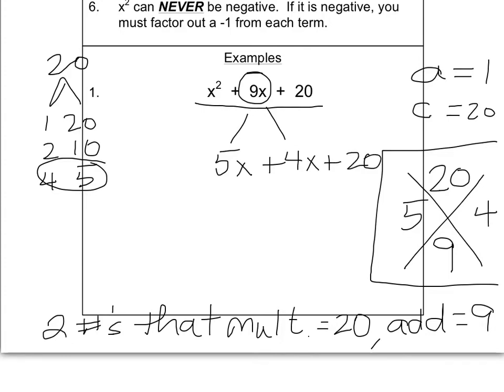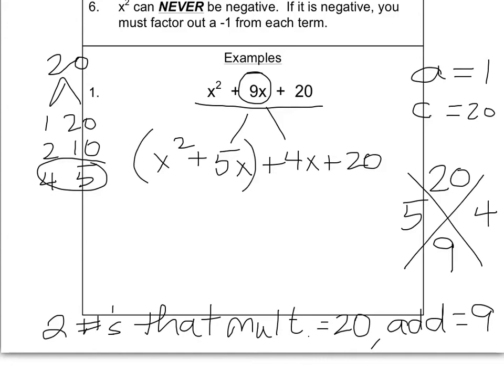And I'm going to rewrite my trinomial now into a polynomial with 4 terms. Okay? So now I've got a polynomial here with 4 terms. I've got x squared plus 5x plus 4x plus 20. And now it's no different than what we did for today's lesson. I'm going to do factoring by grouping. So I'm going to put parentheses around the first 2 terms and the last 2 terms.